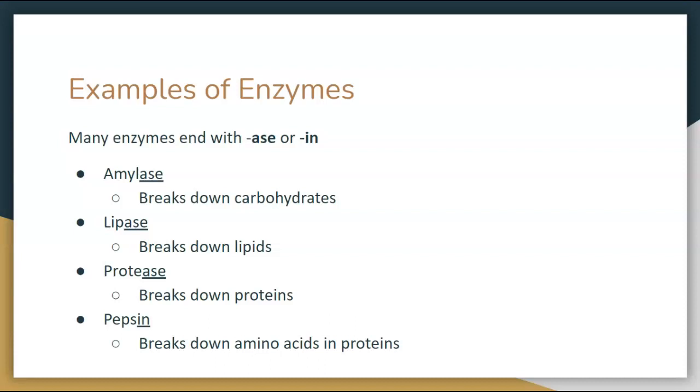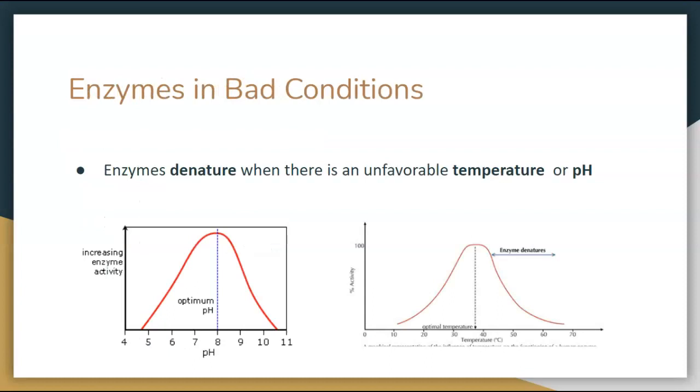So the only one that's super out there is amylase, because amyl, the beginning of that word, doesn't really go well with carbohydrates. So that's just something you're going to have to memorize for this one. But the other ones sort of go hand in hand with what they break down. And now the last thing we're going to talk about is how enzymes can denature. When an enzyme is in a bad condition, it's going to denature or basically break. And the two conditions that we're going to focus on is temperature or pH.